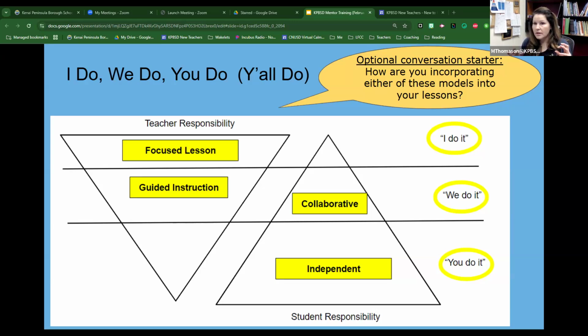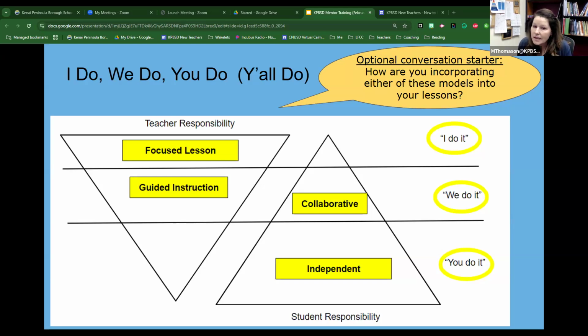Very often, new teachers to the profession will model and then transition students to independent practice without giving them a chance to practice that skill. And that's super important. Students and mentees need to know that the middle section, the guided instruction, is super important, because that's where teachers address misconceptions. They provide feedback to students. And the last thing we want students to do is to be practicing a skill incorrectly.